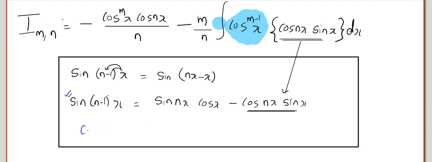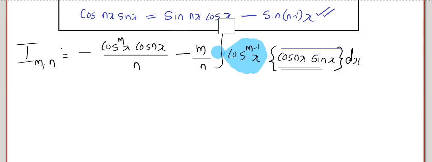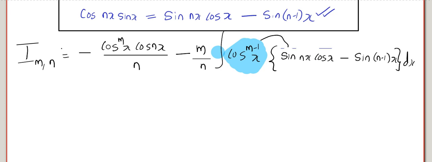What I'm going to do is replace cos nx into sine x with the remaining quantity. That means I'm going to take this to the left and this quantity to the right. So I'll get sine nx cos x minus sine (n minus 1) into x. So look at this, I'm going to replace this. What should I write here? Sine nx cos x. Now let's distribute it.